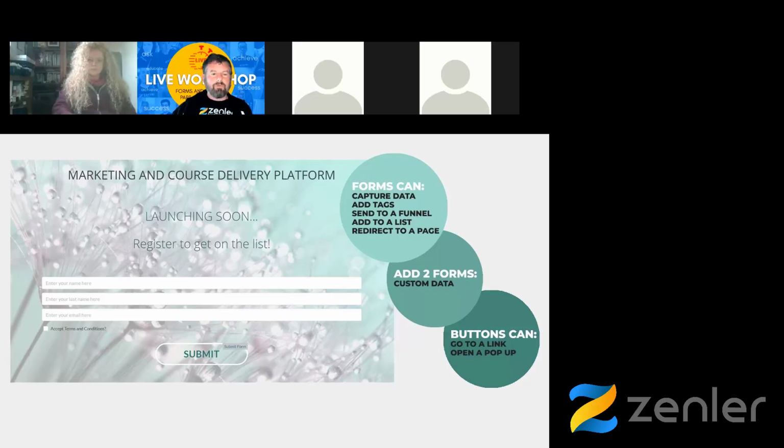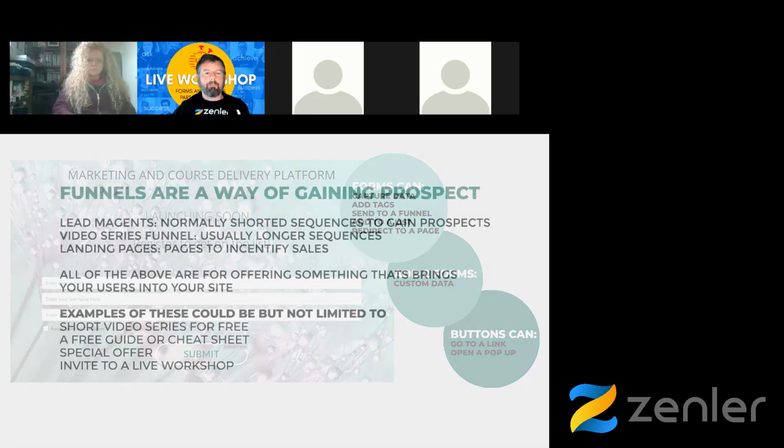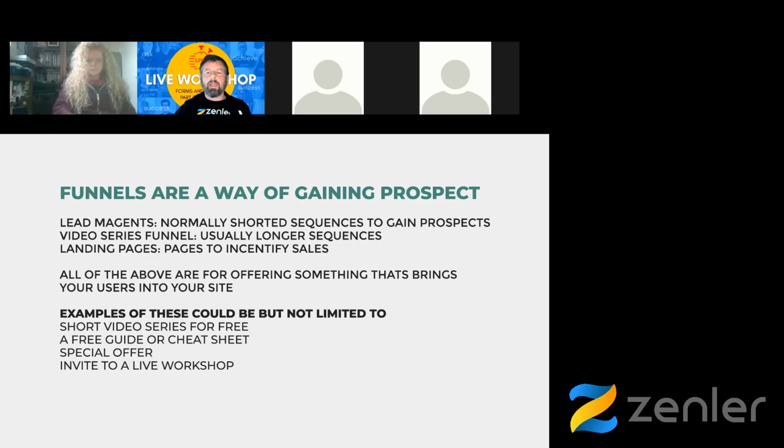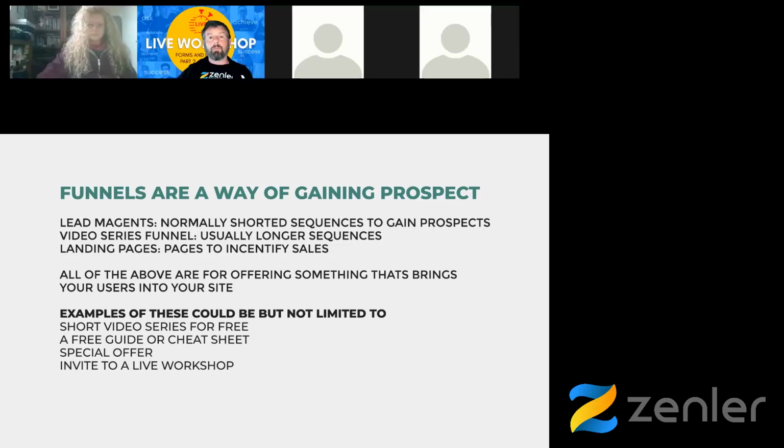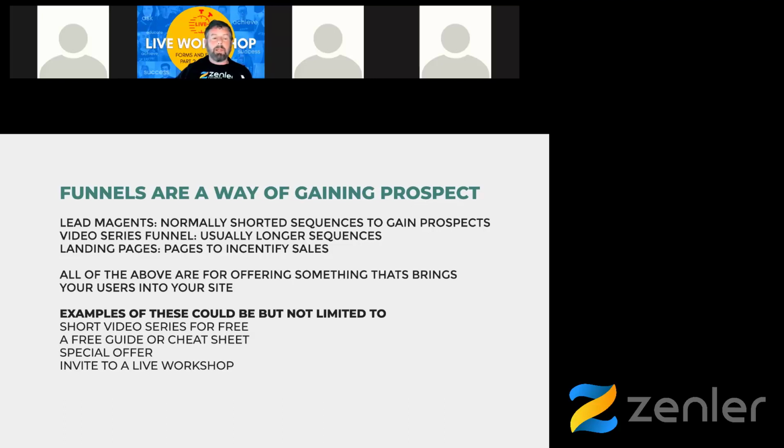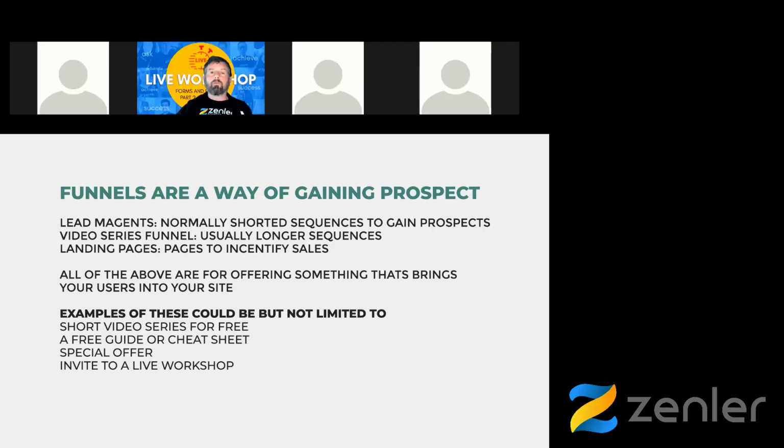So moving on to funnels, which is what this is all about. Funnels are a great way of gaining leads and prospects. We've got two types here that we're going to look at. We're going to look at lead magnets. Normally, these are a shorter sequence of pages, generally just an opt-in and then a thank you page. And we've got video series funnels, which are usually longer sequences. So you might do a 3-day workshop and then give them your selling point at the end. We've also got landing pages. Landing pages are really what we've been doing for the forms last week.